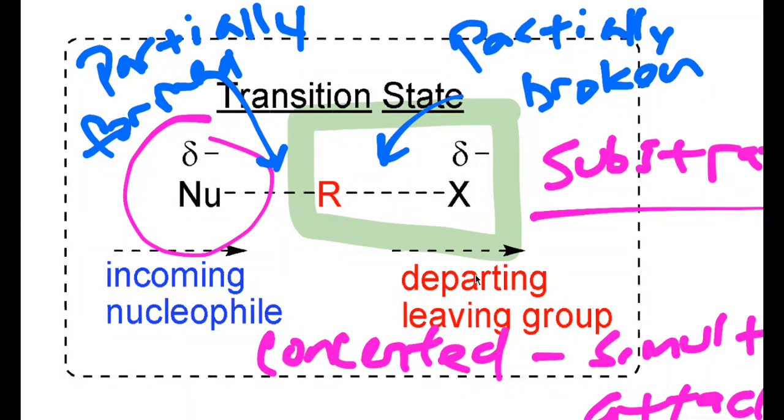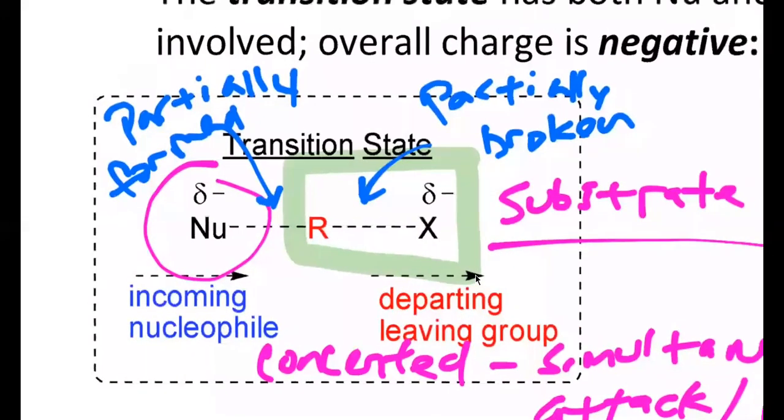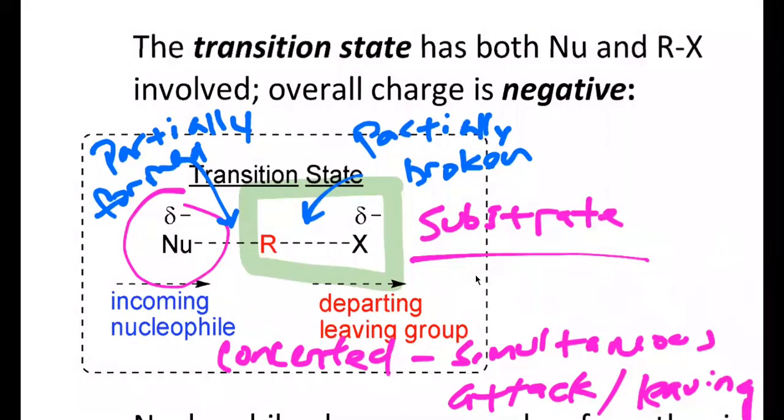So with this concerted mechanism, there's no intermediate. You go straight from reactants to products. Are y'all following that? Yes, sir. And so you go from reactants to transition state to products, and it can be endothermic or exothermic. It just depends on what bonds you're breaking and what bonds you're making. So this is why it's bimolecular, because the nucleophile and the substrate are involved in the rate determining step.